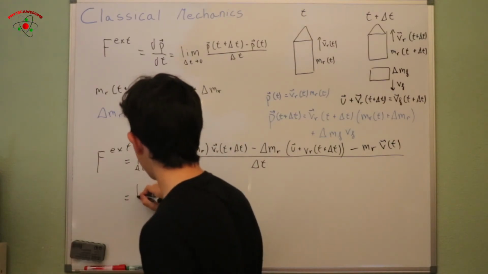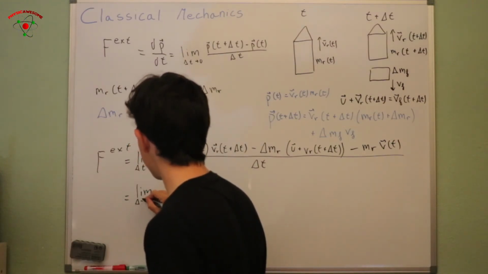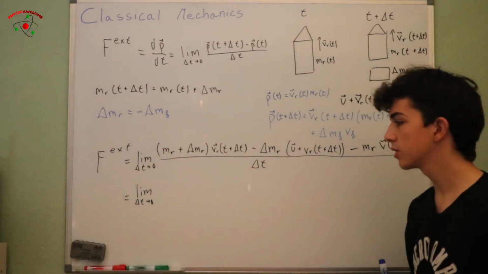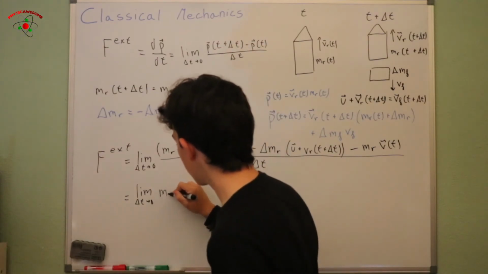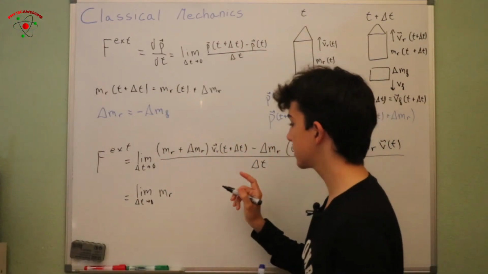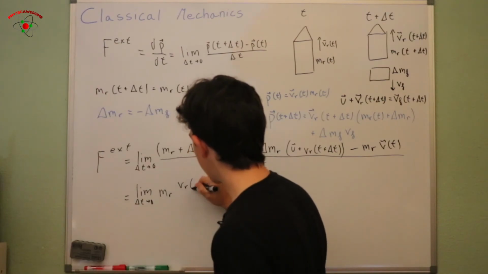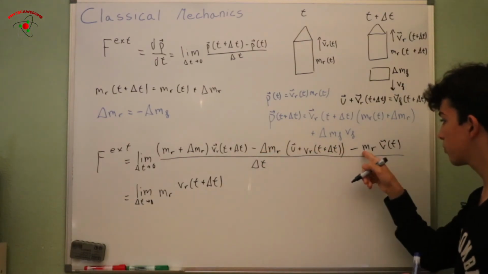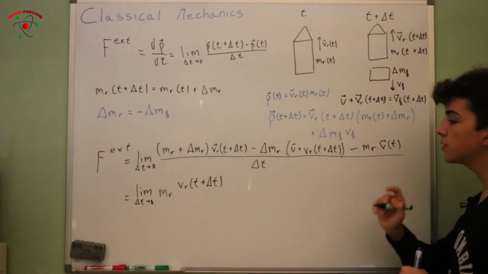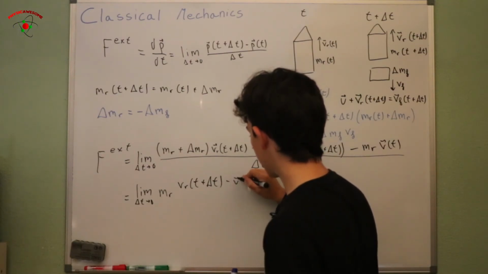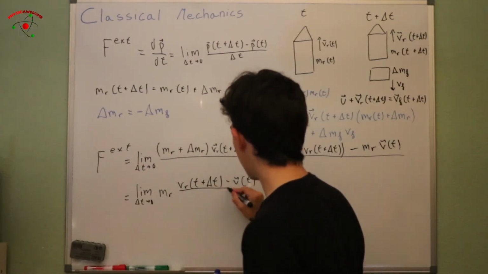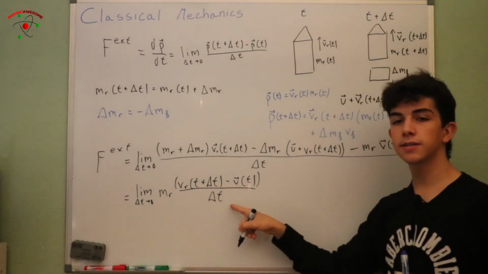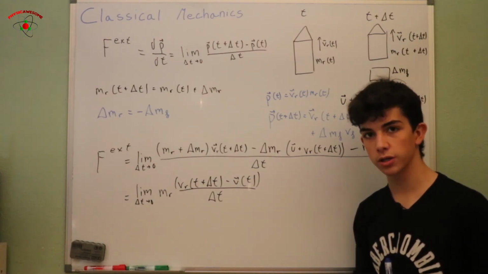Now let's start grouping terms and try to form derivatives out of this. Let's see, we're going to have once again our limit as delta t goes to 0. And let's group the mr terms. We have an mr and we have vr of t plus delta t, minus, we have it over here, mr times v of t, over delta t. And we recognize this is a time derivative of velocity of the rocket.